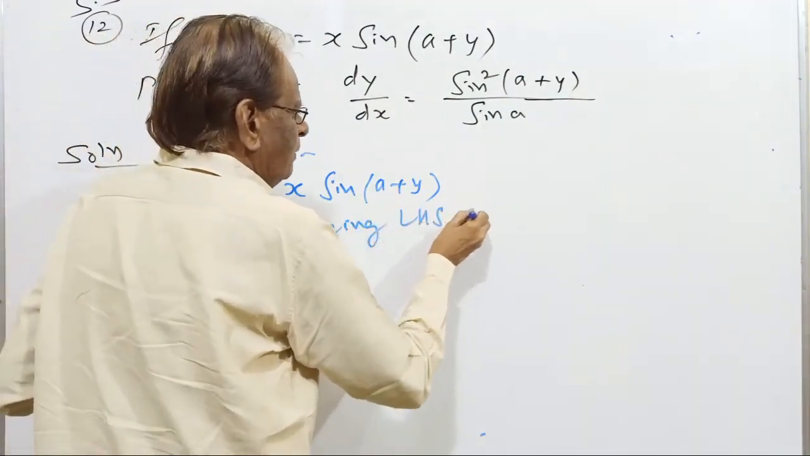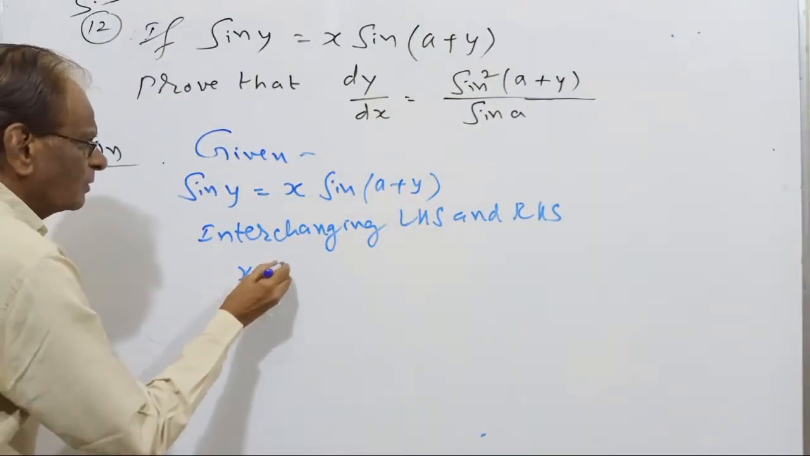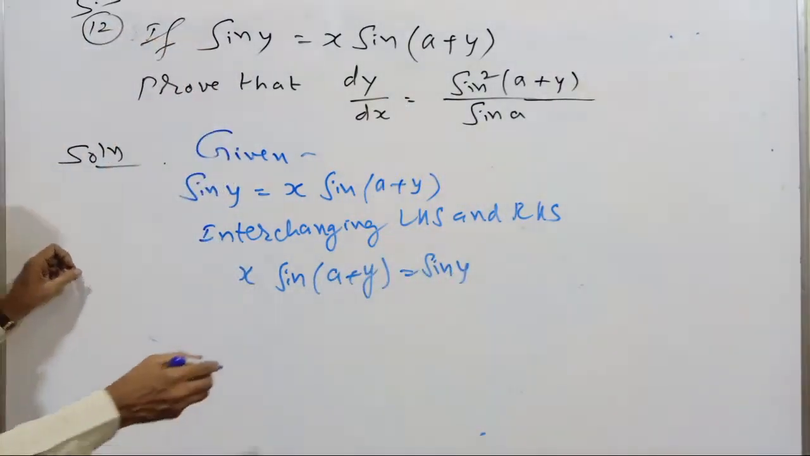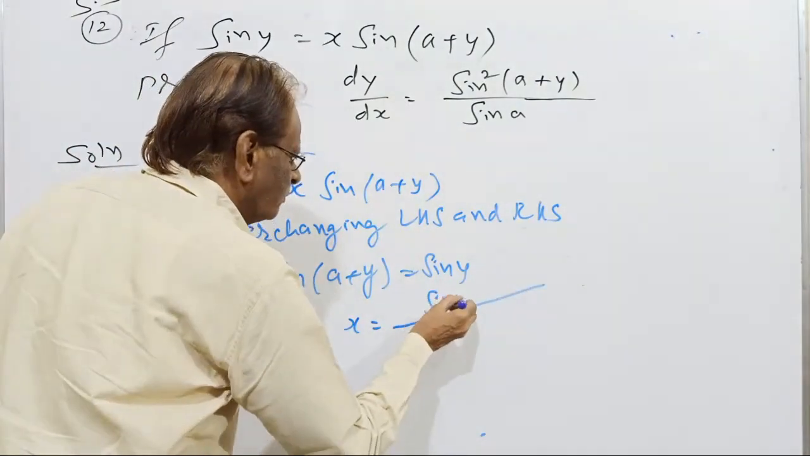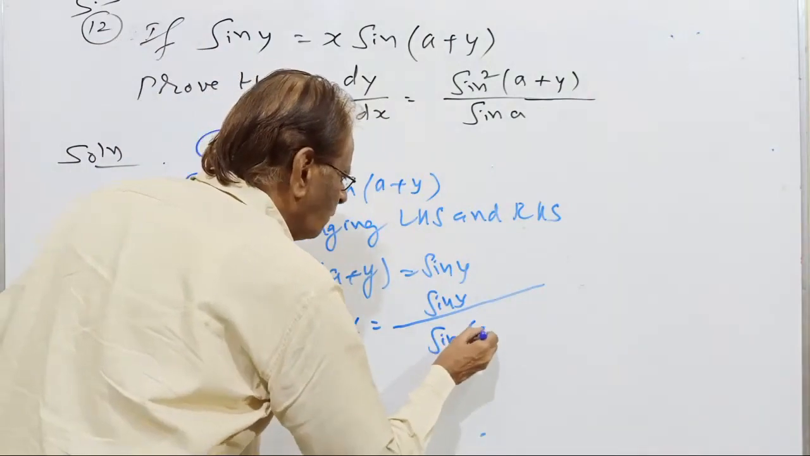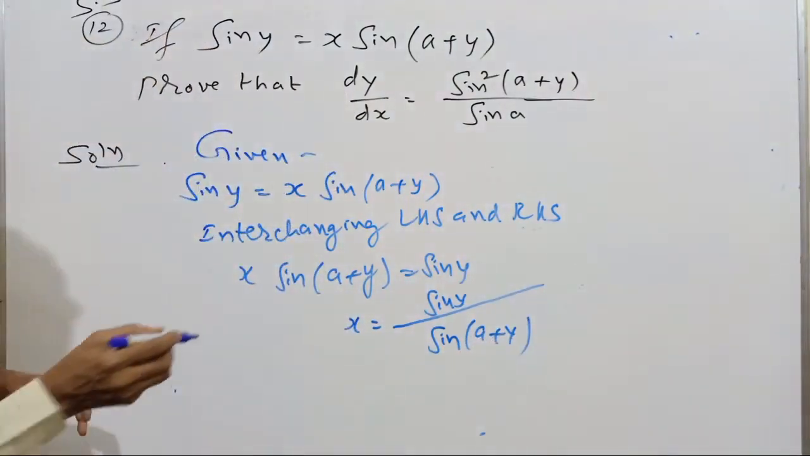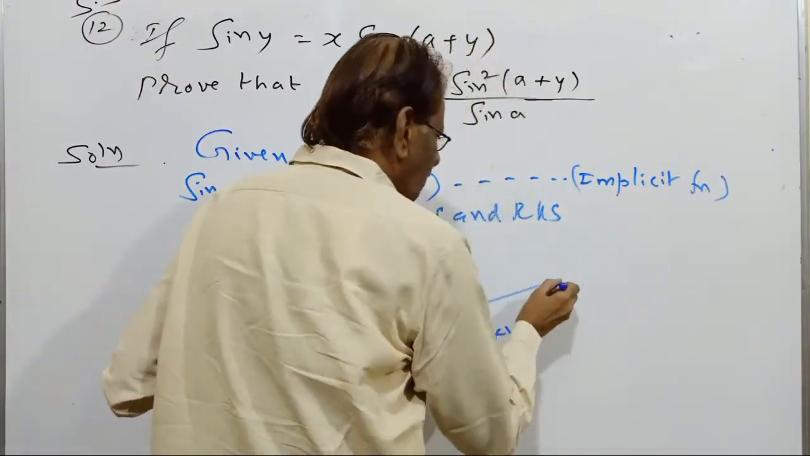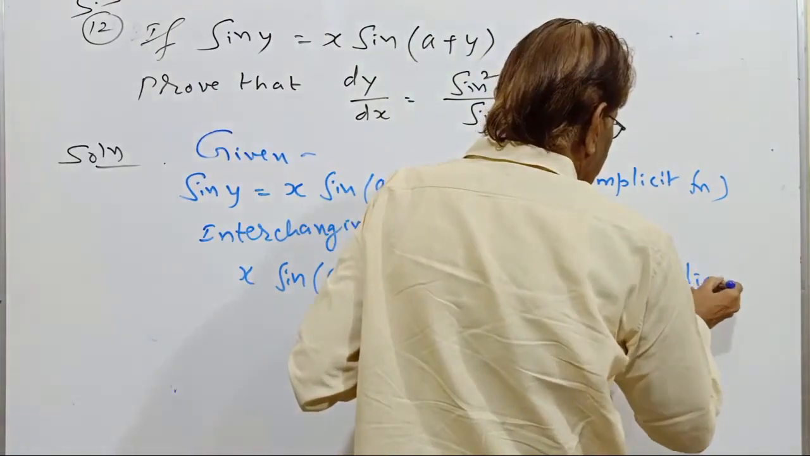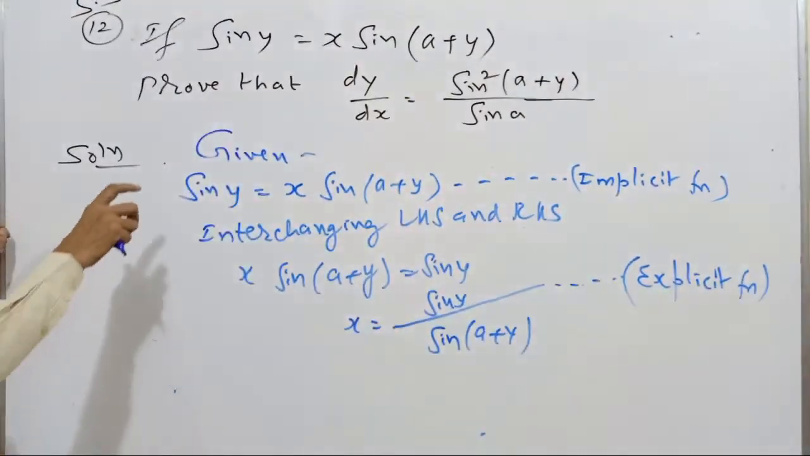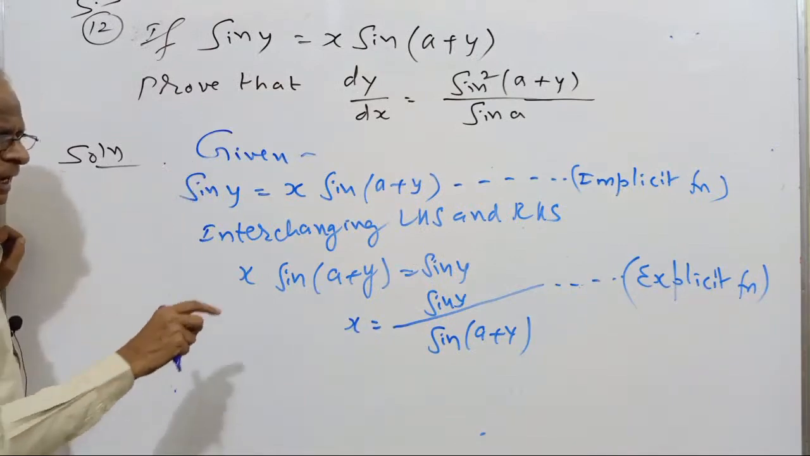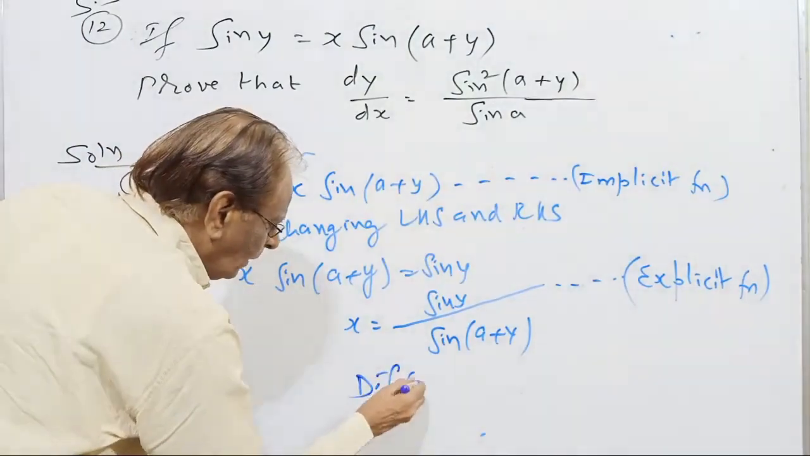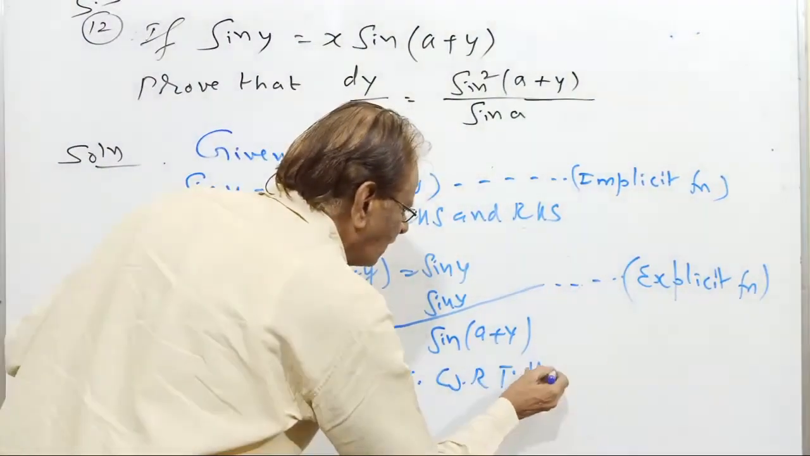Interchanging LHS and RHS: RHS becomes LHS, LHS becomes RHS. So x equals sin y by sin of (a plus y). This implicit function is converted to explicit, where x and y came together and now we have x clearly in terms of y, with no x on the right side. Differentiating with respect to the right side variable y.